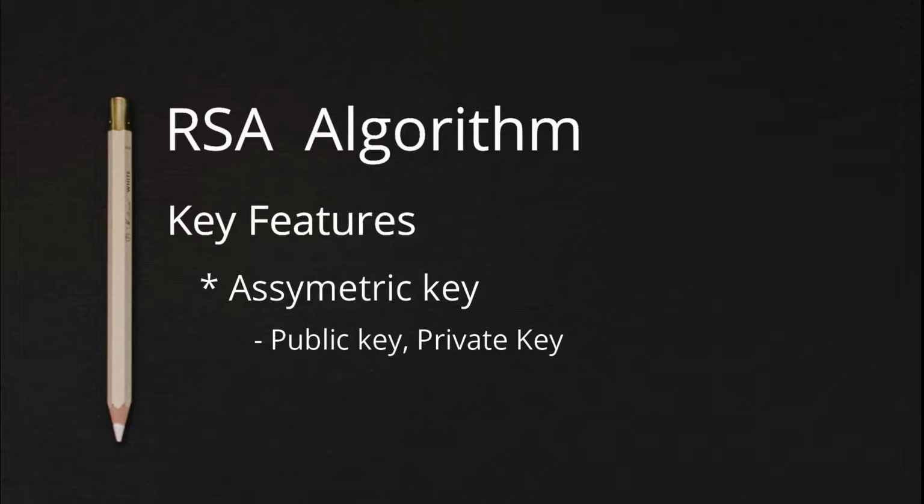The algorithm is based on the fact that finding the factors of a large composite number is difficult when the integers are prime numbers. The problem is called prime factorization. It is also a key pair, public and private key, generator.